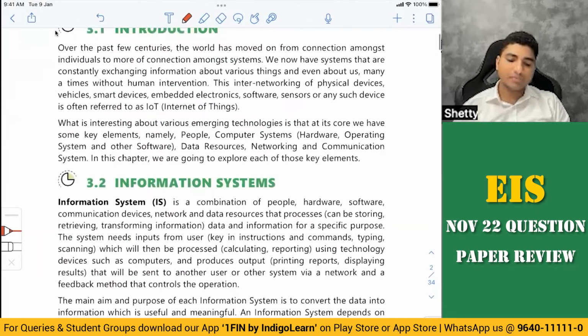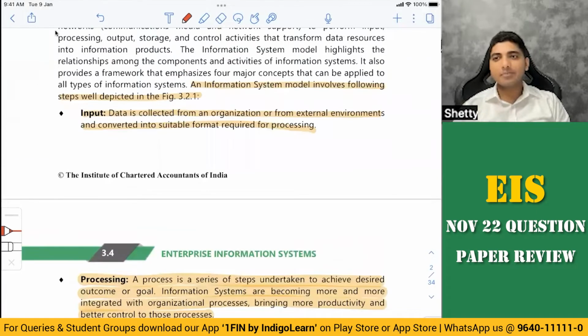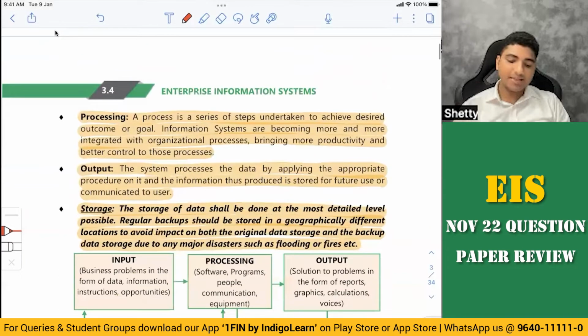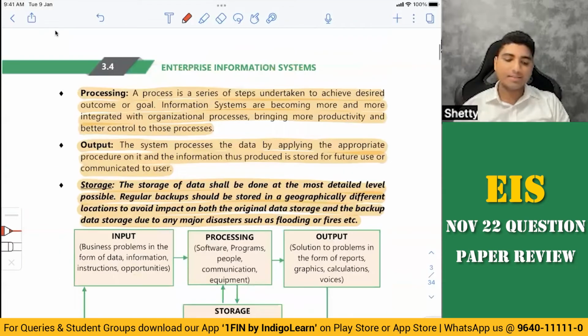Let us look at the answer. The answer is very simple. There are 4 steps. The first step is the input. You enter the data into the system. Once you enter the data, the system processes the data and an output is generated. And once output is generated, you will also store it for future purpose. Now, there is also one more additional step, that is the feedback step. Okay, let us discuss the answer.